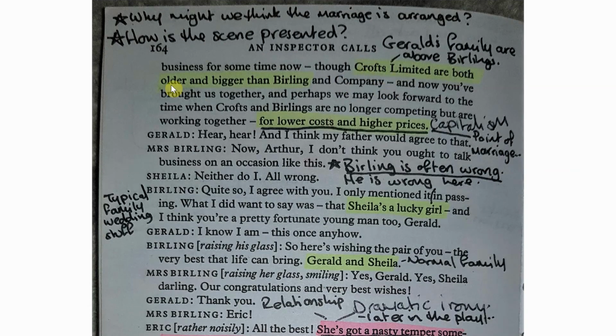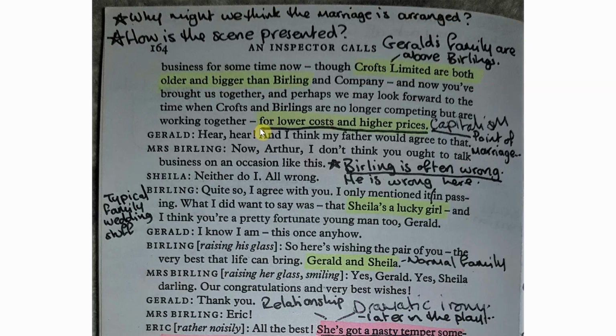Okay, and then we get more of an idea about Gerald's family being superior to the Birlings. Mr. Birling says Crofts Limited are both older and bigger than Birling and Company. So, him showing once more that Gerald's family are above the Birlings. And I think this also backs up the idea that Birling sees Gerald's family as a way to improve his own family.